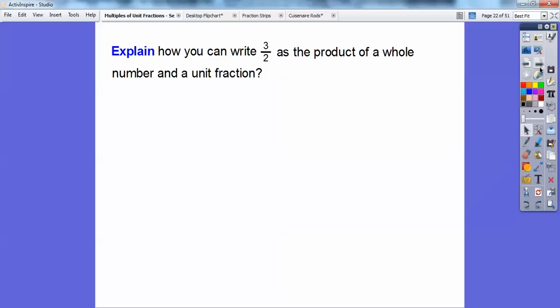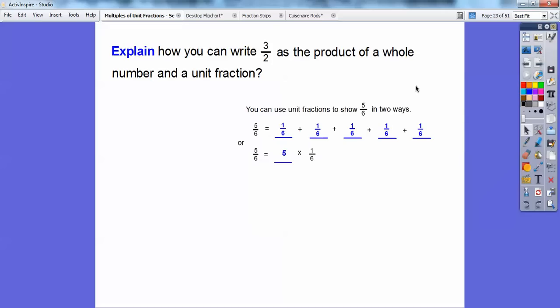All right, so explain how you can write 3/2 as the product of a whole number and a unit fraction. Okay, I'm going to quickly remind us what we did over here. When we represented 5/6 as the sum of unit fractions, we added 1/6 plus 1/6 plus 1/6 plus 1/6, 5 times, and it gave me 5 times 1/6. So I'm going to do the same thing with this 3 halves right here, except my unit fraction is going to be, remember the unit has a 1 on it, 1 half. So I'm going to represent 3 halves as 1 half plus 1 half plus 1 half, or 3 of these 1 halves, 3 times 1 half right there.